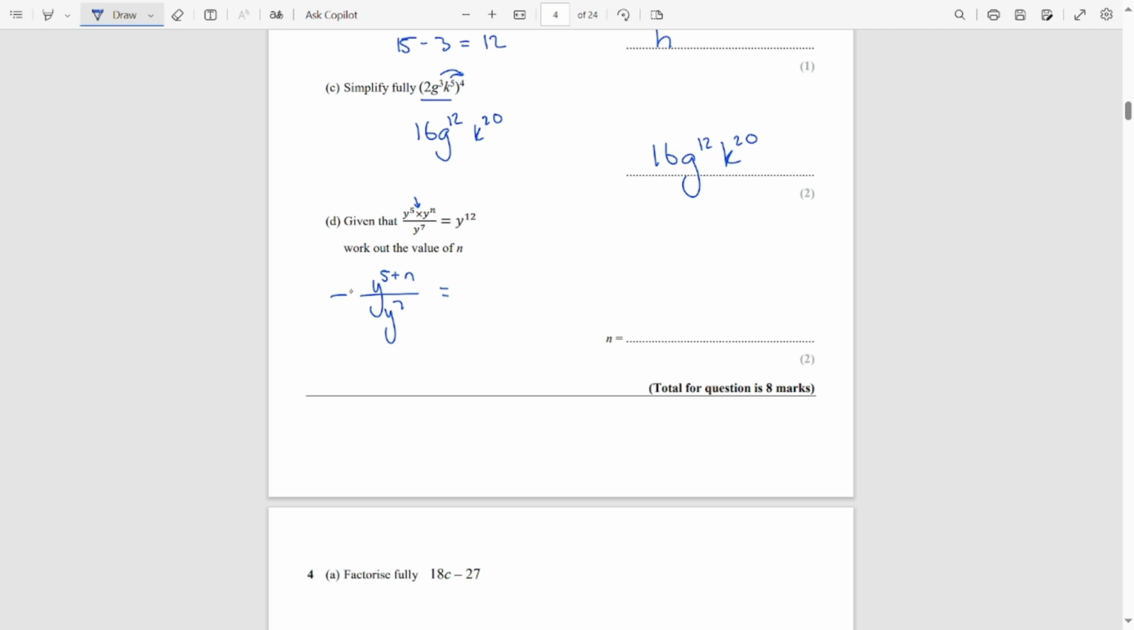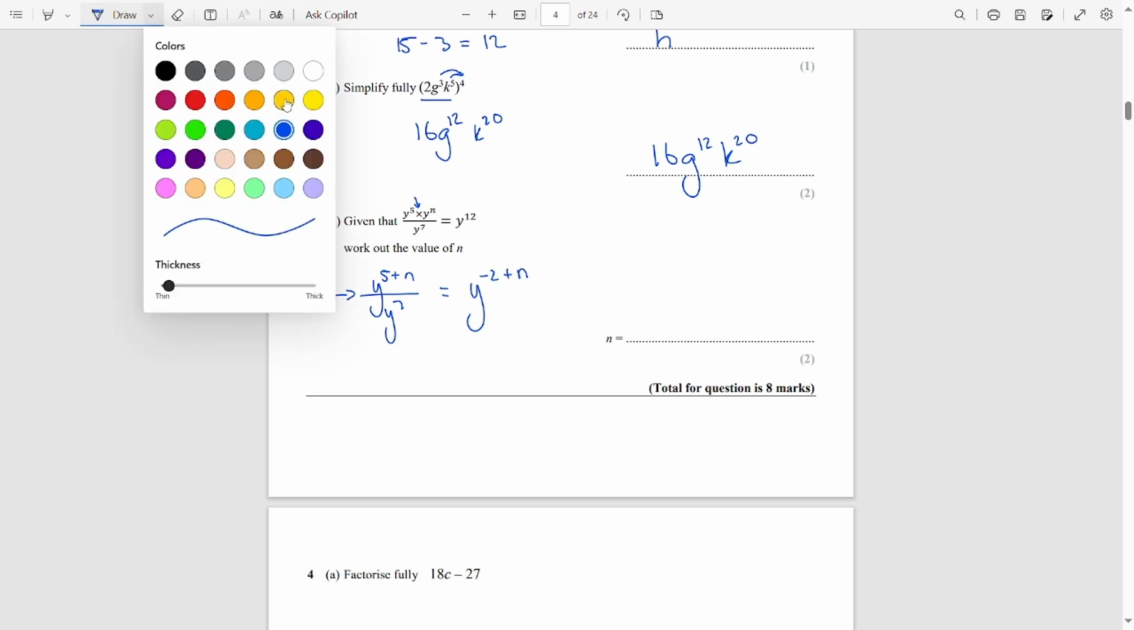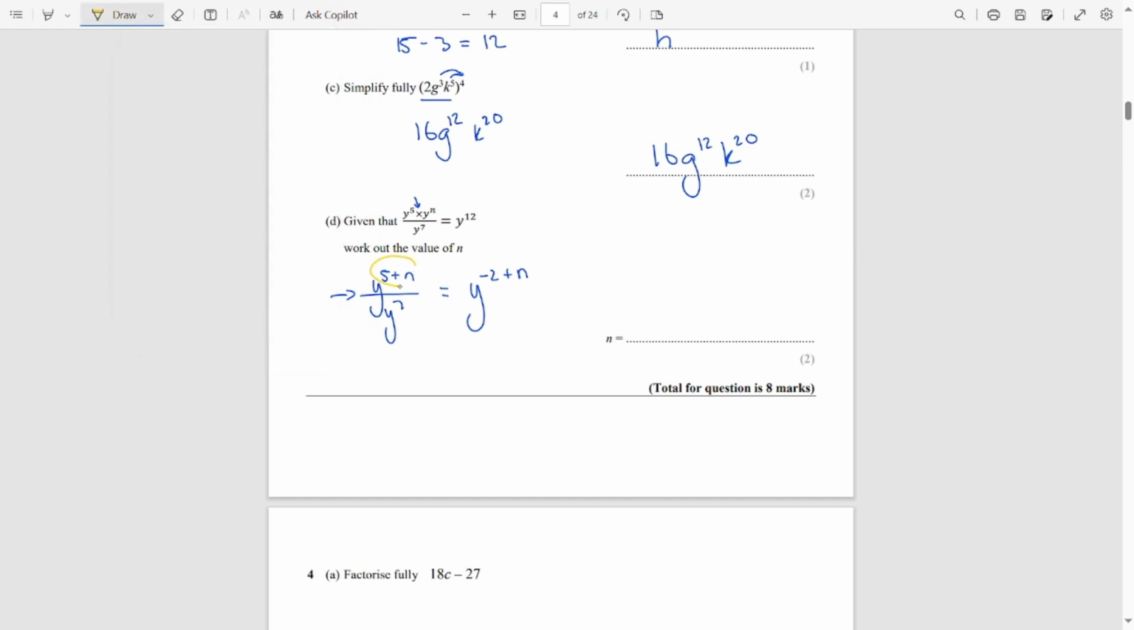And then this thing here is a division, and when we are dividing, we subtract the powers. So I have y to the 5 minus 7, so 5 minus 7 is negative 2, plus n. So I'm taking this indice here, 5 plus n, and I am subtracting 7. And when you do 5 plus n minus 7, you end up with minus 2 plus n.